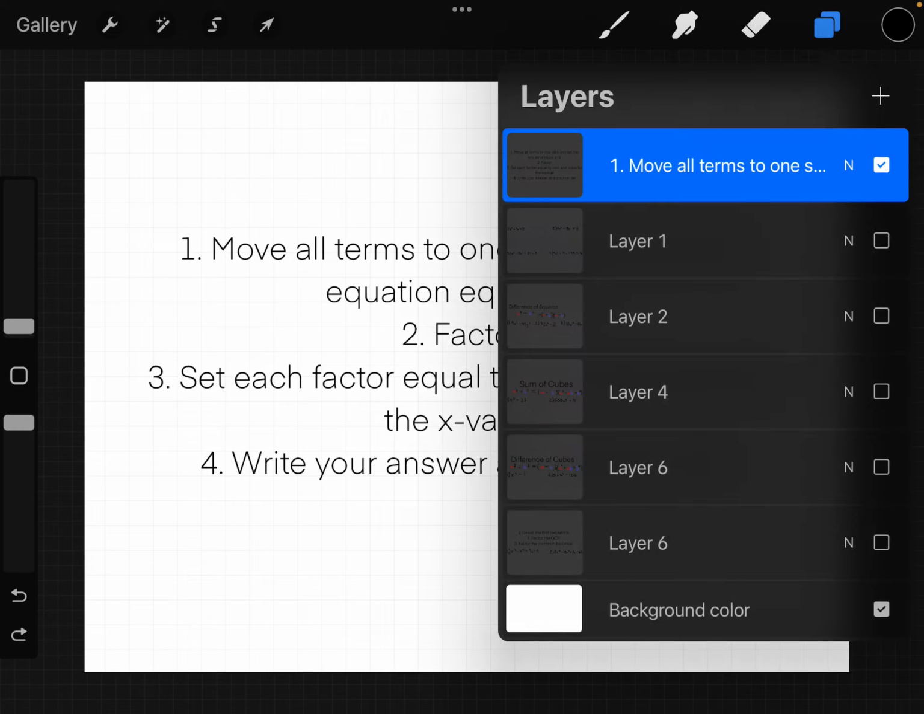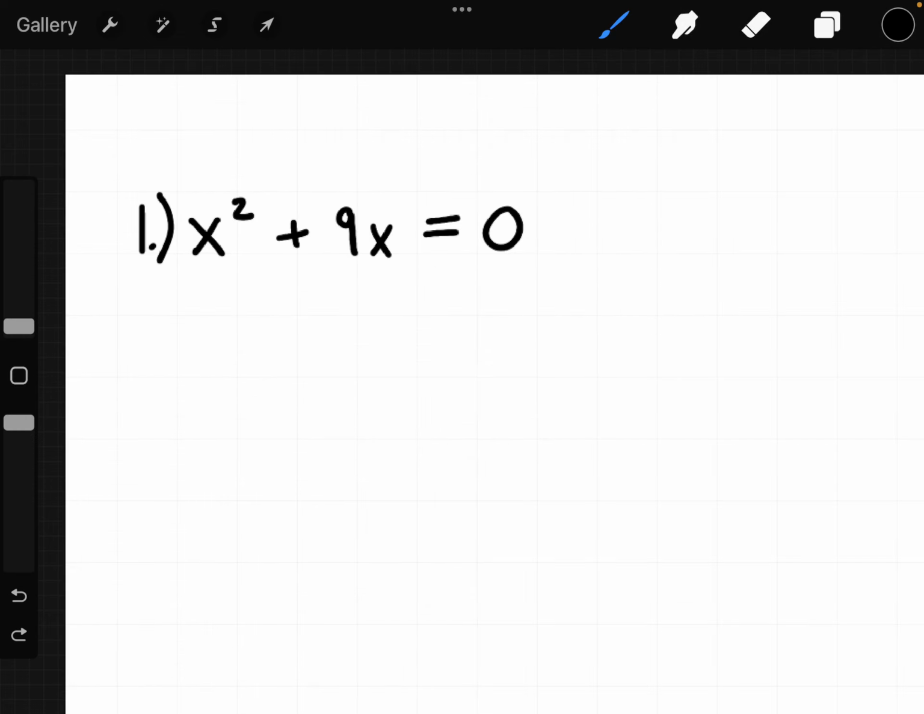So let's practice. For example number 1, the equation is already set up equal to 0. And if we remember our factoring steps, we're going to take out the greatest common factor, so that's going to be x. We're going to leave it outside the parentheses and have x plus 9 equals 0.